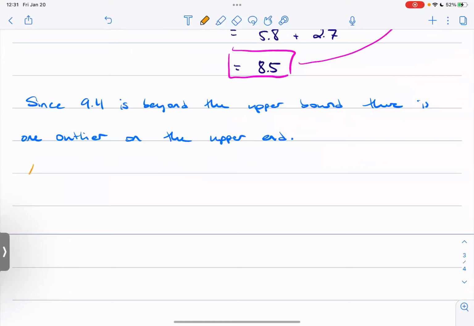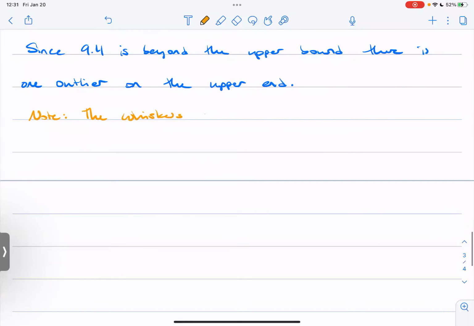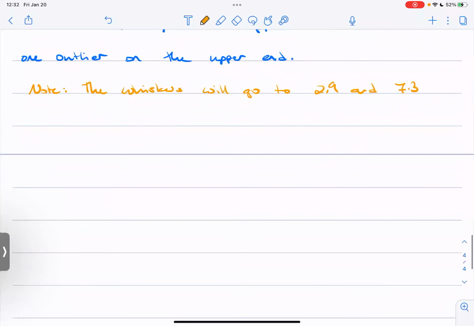I'll also make a note. Note the whiskers will go to 2.9 and 7.3, the most extreme values within the bounds. The most extreme values, oops. Within the bounds.